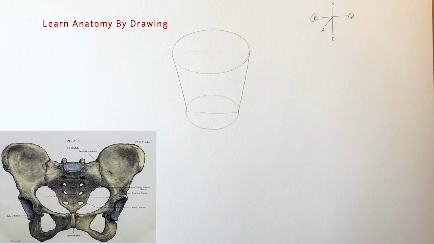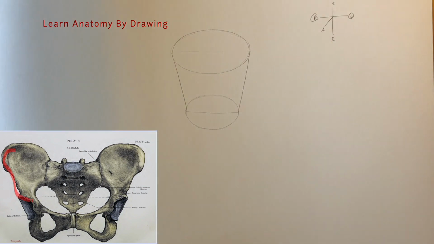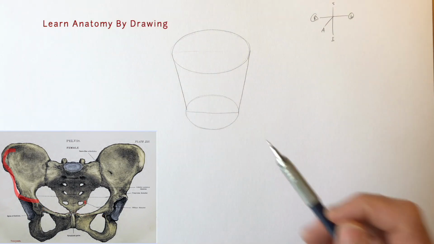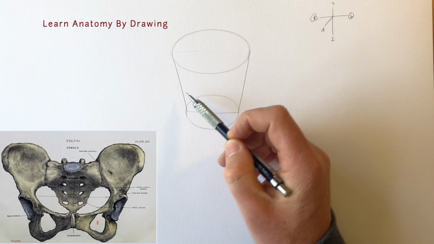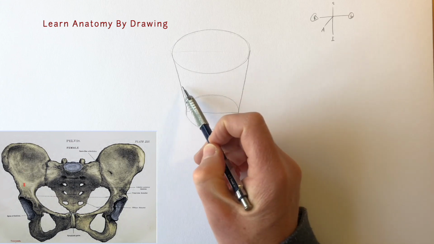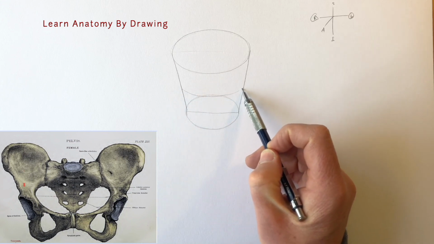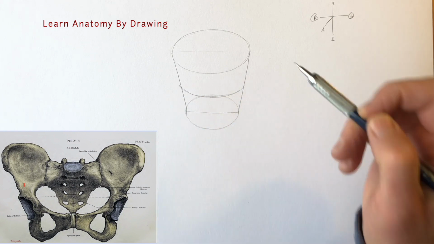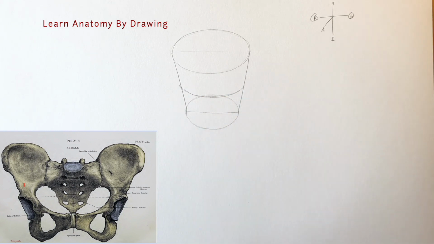Looking back at the reference, this part here drops down to this level here. So we have to capture that. How we're going to do that is it comes down about halfway. So this line here, about halfway there, I'm just going to draw a bit of a smile there, like this. And it's a smile because it's wrapping around the front of our bucket. And we're going to draw this here, the pubic symphysis.